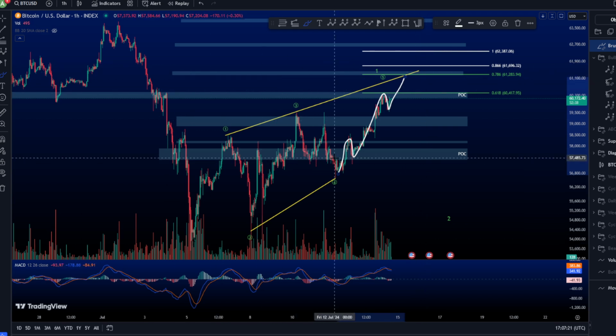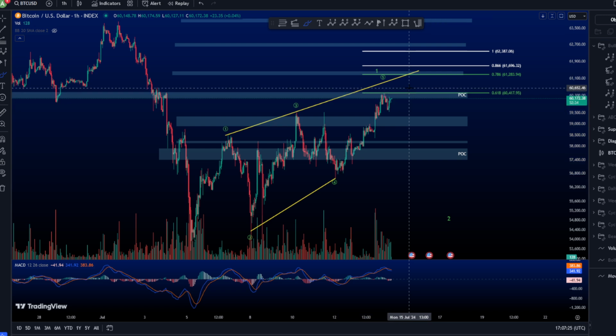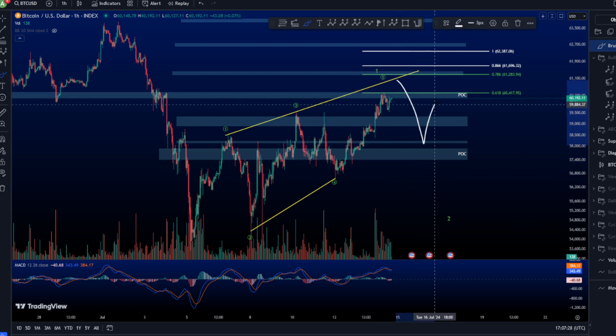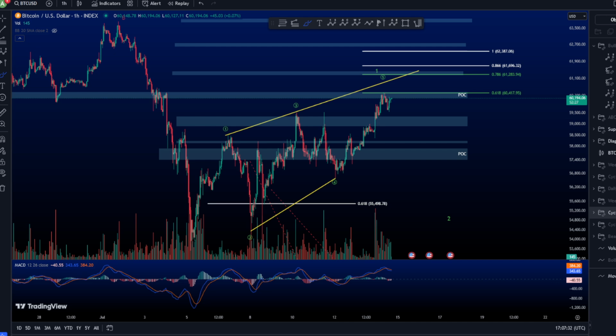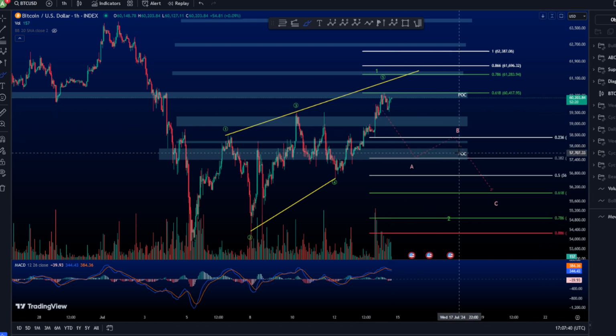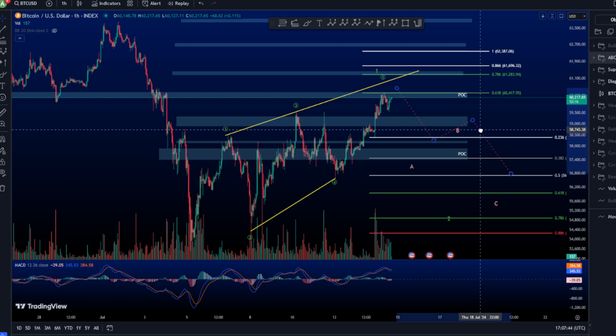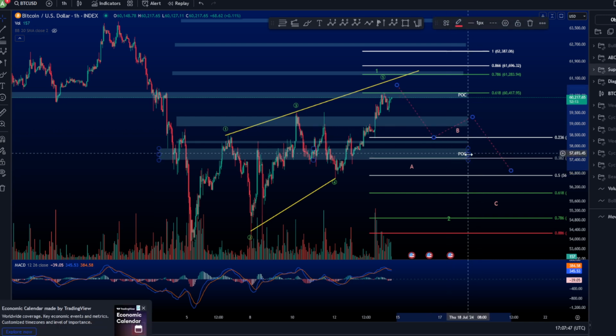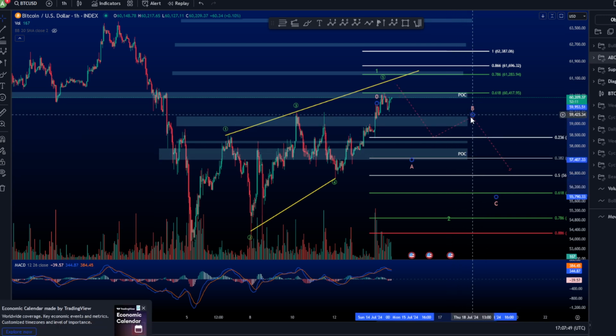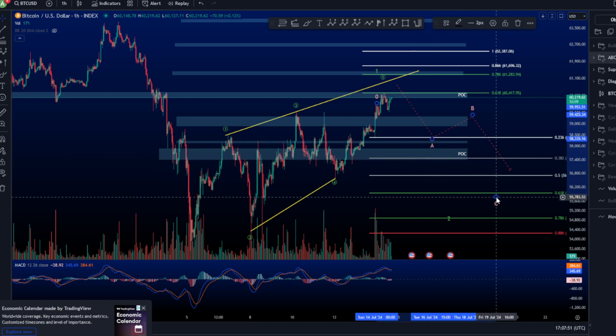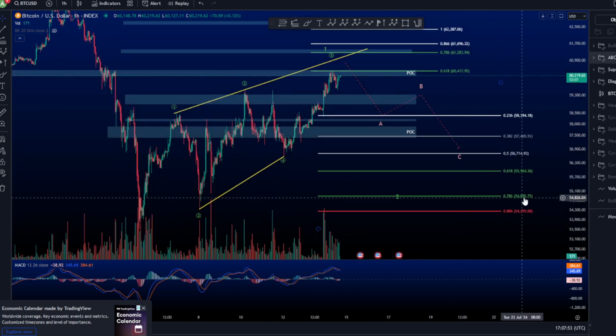Our scenario here might still be the same, right? Might still be a diagonal, and we might see a three-wave correction after it. That's very normal. This is how it should work. So our scenario for the next is a correction. I think now with this update, I have to move things. So this might push higher now with the A, B, C, which is even better.